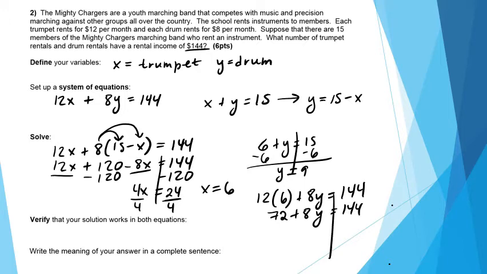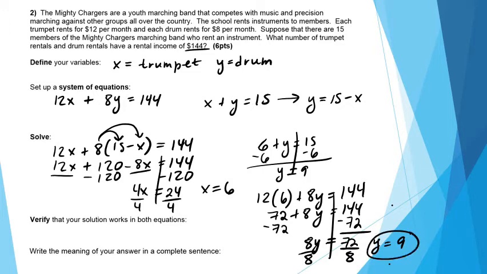Again, I'm going to combine like terms, so subtract 72. And then I have 72 on this side, 8y equals 72. And I'm going to divide both sides by 8. And so y equals 9. So I've gotten the same solution each time, that y equals 9, x equals 6. So again, that was my verifying right there. And so my solution is the coordinates (6, 9), my x and my y.